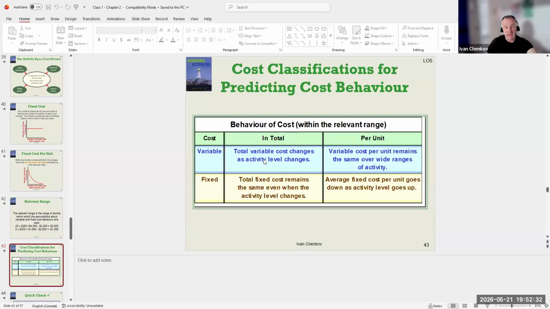So on the cost behavior, again, we're going to come back and do this one. Variable cost: in total, changes with the changes in the level of activity, per unit stays the same. Fixed cost: in total stays the same, per unit always goes down.